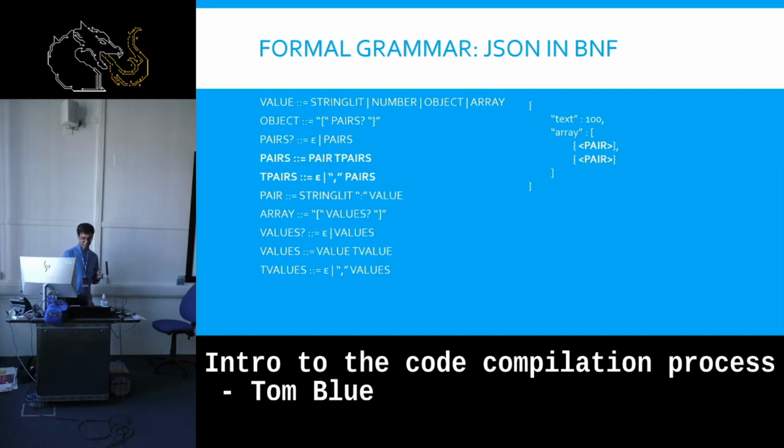Then pair matches pair t-pairs. T-pairs can be nothing. So this matches pair t-pair, where t-pair is equal to epsilon. So we can replace that with pairs. And then pairs matches pairs question mark. So we can replace it with that, and then replace that with object, because object is a pairs question mark between curly brackets.